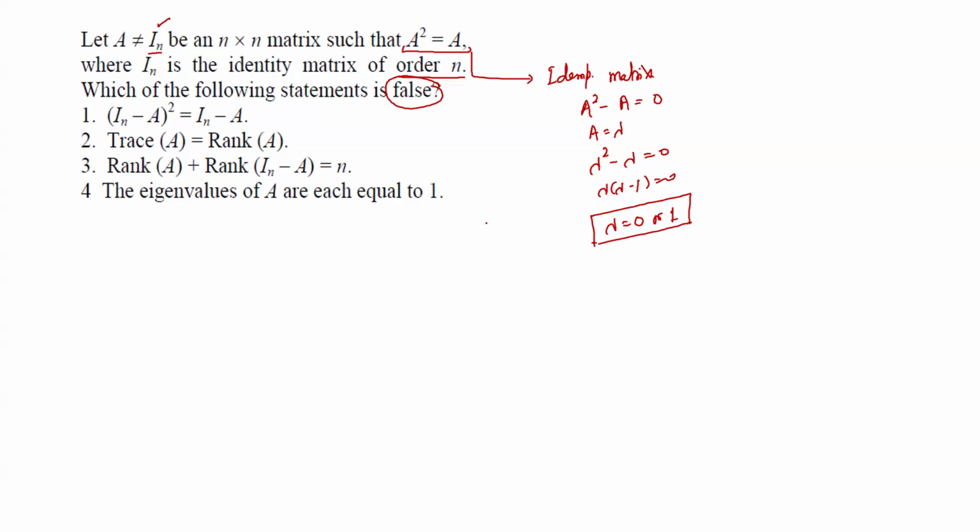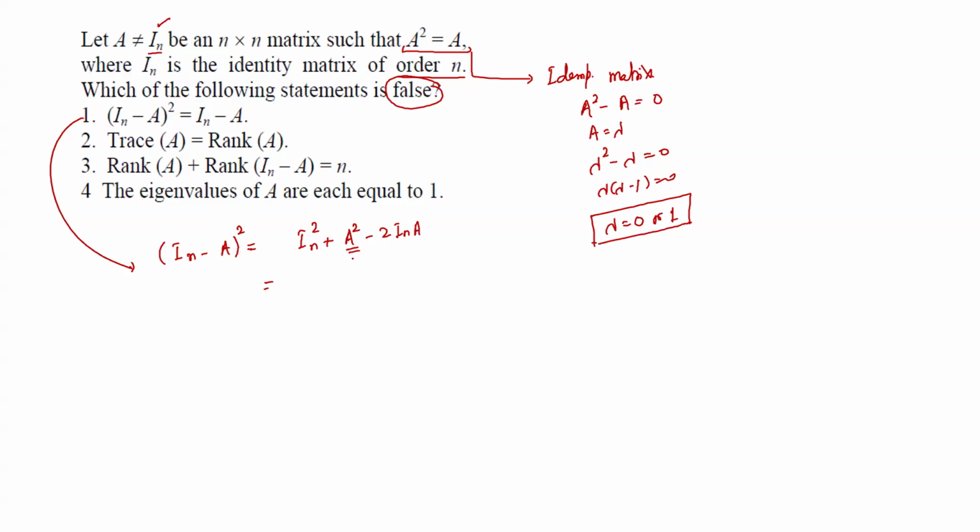Okay, now let us check the options. So option number 1 says that (IN minus A) square equals IN minus A. That means if you see it critically, they are saying that IN minus A is also an idempotent matrix. So let us try to solve this. So (IN minus A) whole square, opening the square: identity square plus square of the matrix minus 2 identity into A.